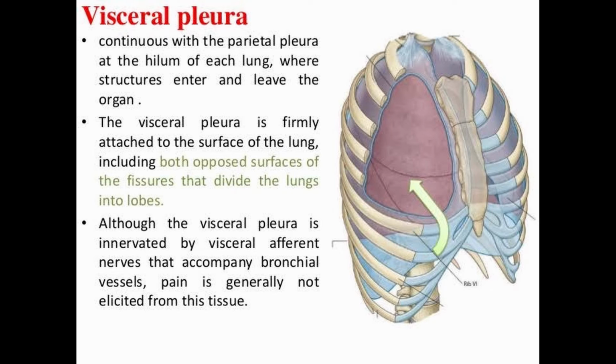Although the visceral pleura is innervated by visceral afferent nerves that accompany the bronchial vessels, pain is generally not elicited from this tissue. Because it is supplied by the bronchial vessels, pain is not elicited from this tissue. So this is the visceral pleura, the inner layer, attached to the surfaces of the lung, and continuous with the parietal pleura at the hilum where structures enter and leave the lung.